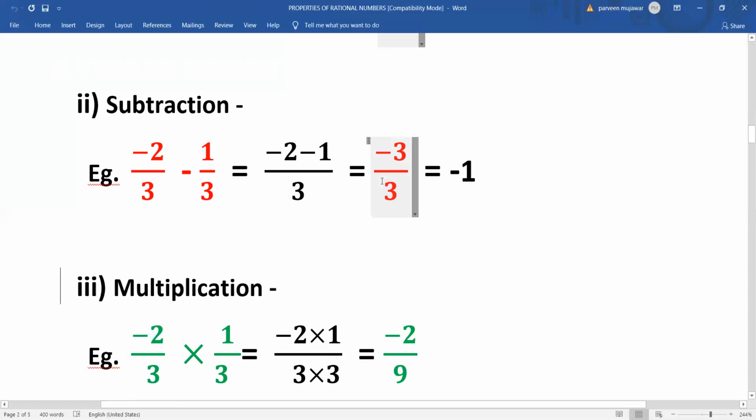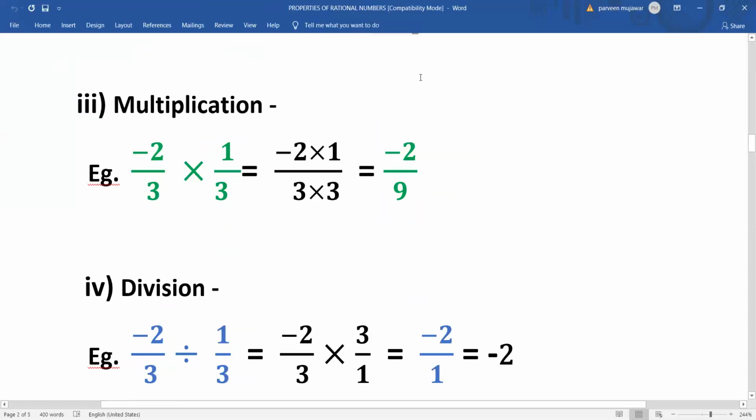Next one, that is multiplication. Check with the example. Your main sign is multiplication. Minus 2 upon 3 into 1 upon 3. Minus 2 upon 3, I have highlighted in green, is a rational number. 1 upon 3 is also a rational number. The answer you get, minus 2 upon 9, is also a rational number. So when you multiply two rational numbers, you get back a rational number. So it is closed under multiplication.